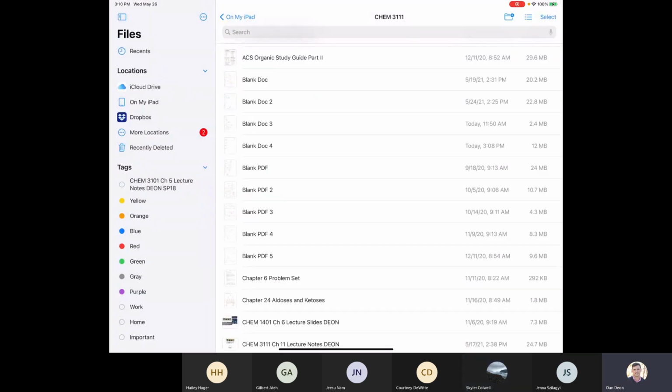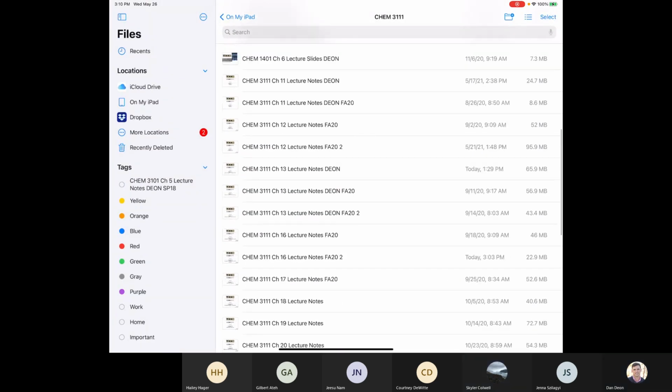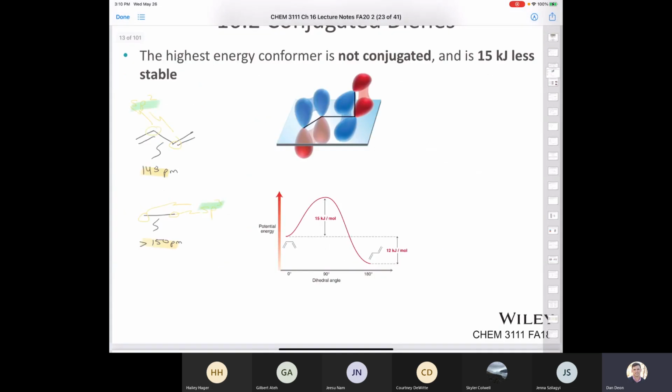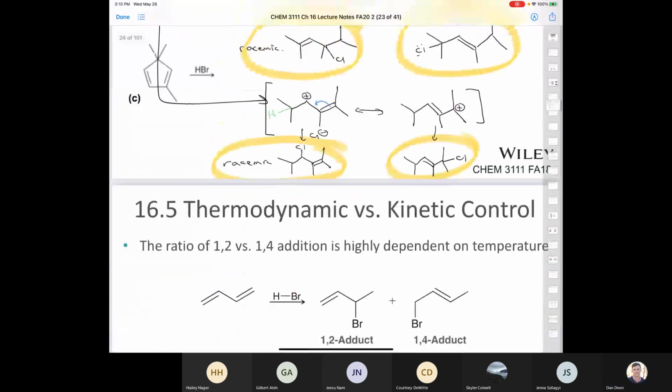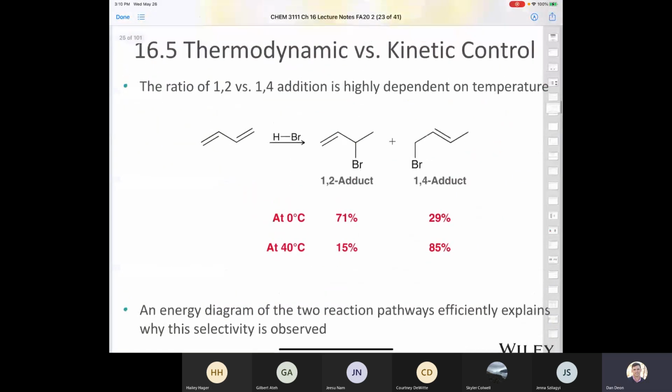All right. So with that in mind, let's move on to that subject. So there we go. Now, I told you what a 1,2 adduct and a 1,4 adduct is. We went over that maybe 10, 15 minutes ago. But the ratio of 1,2 versus 1,4 addition to form those adducts depends on the temperature.